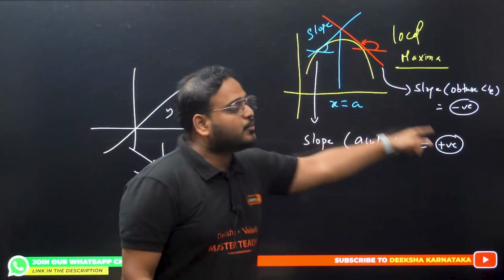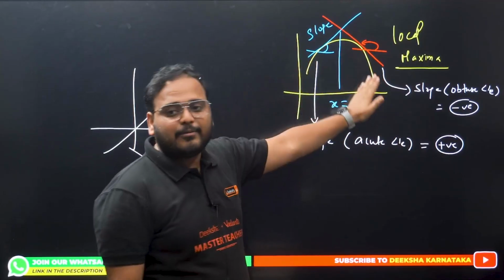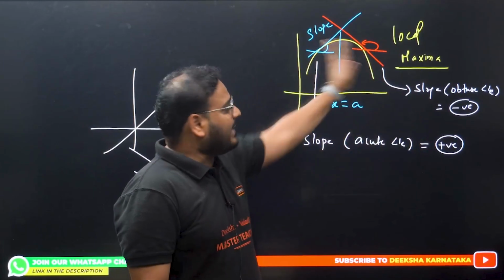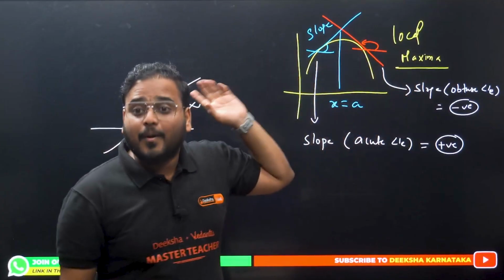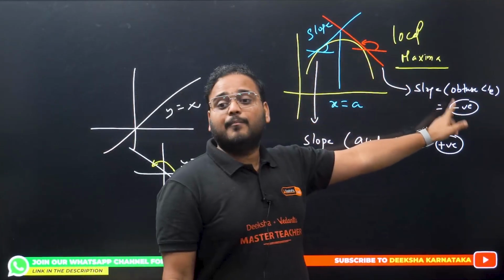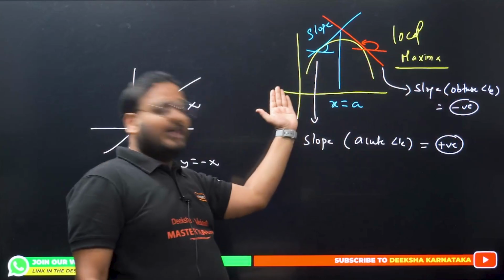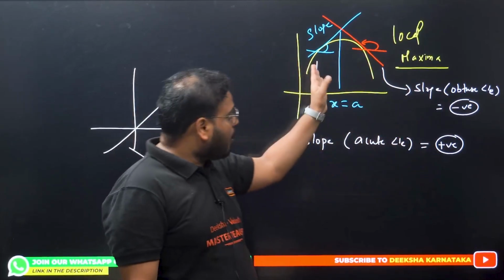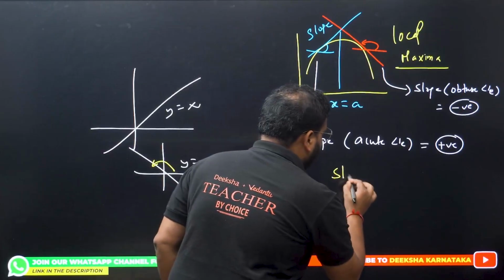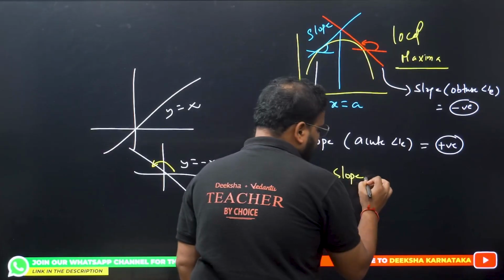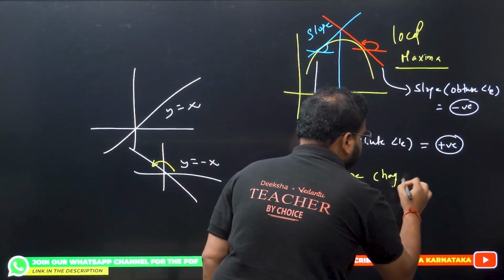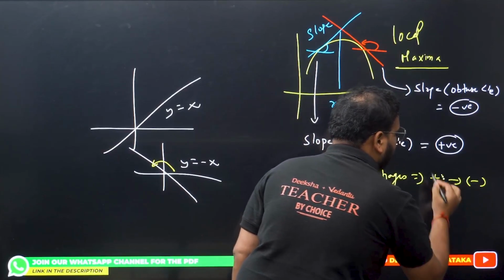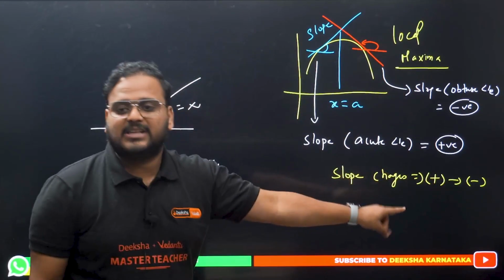So clearly in the case of local maxima, I am having the slope change from plus to minus. Right neighborhood of the point A, slope is obtuse, so negative. Left neighborhood of the point A, the slope is positive. So the slope changes from plus to minus, positive to negative.